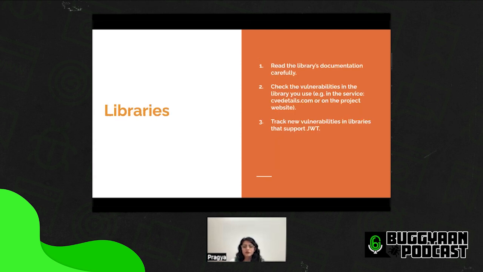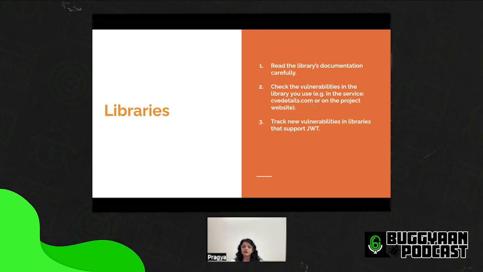Also, there are some libraries. Whenever you are implementing JWTs in applications, you typically use some libraries. Like if you are creating an application in Node.js, you'll use some Node library for JWT. So there are different libraries. Usually we use libraries only. So read the library's documentation carefully. Check the vulnerabilities in the library you use, for example, in CVE details.